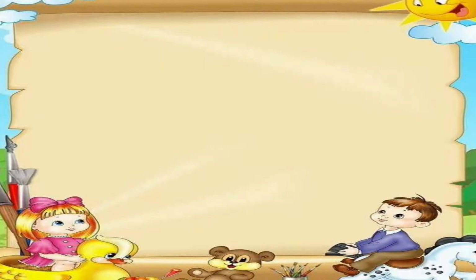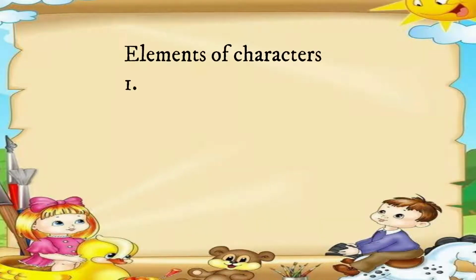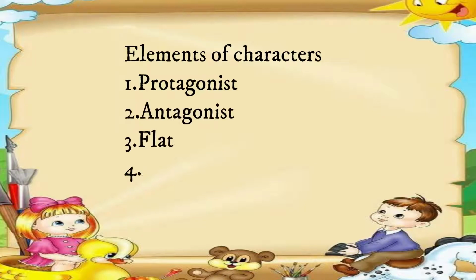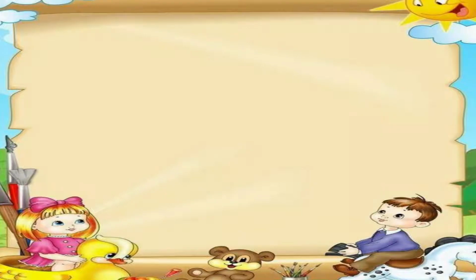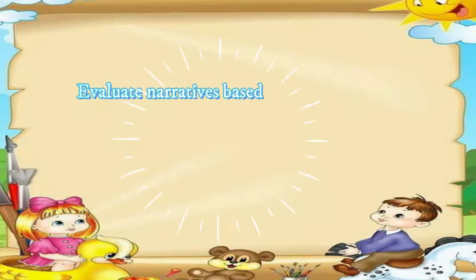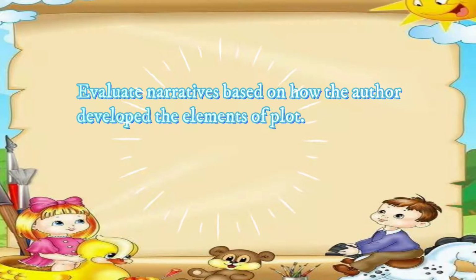What are these? We have number 1, protagonist, 2, antagonist, 3, flat, 4, dynamic, 5, round, 6, static. For this video, we will be learning how to evaluate narratives based on how the author developed the elements of plot.